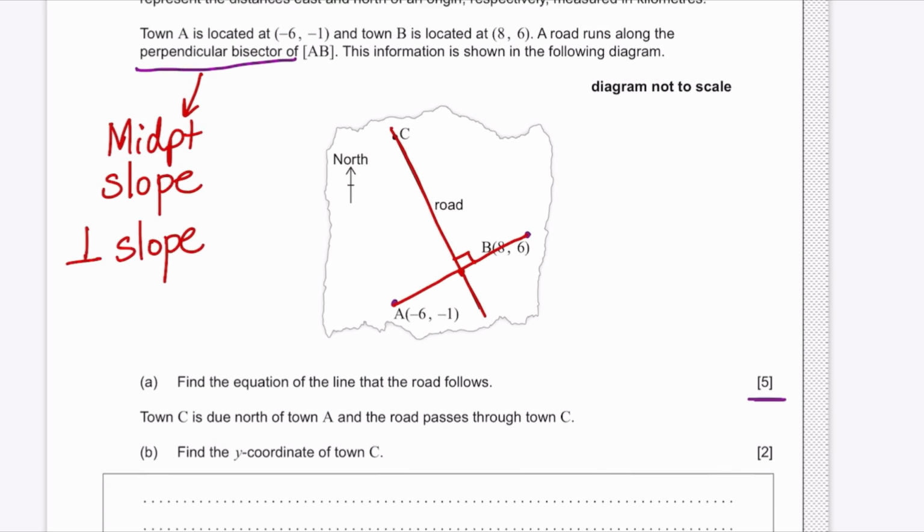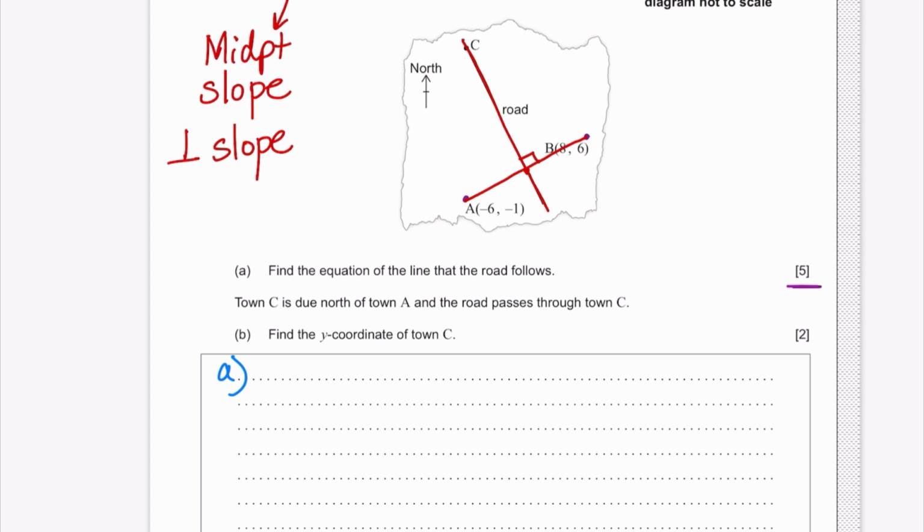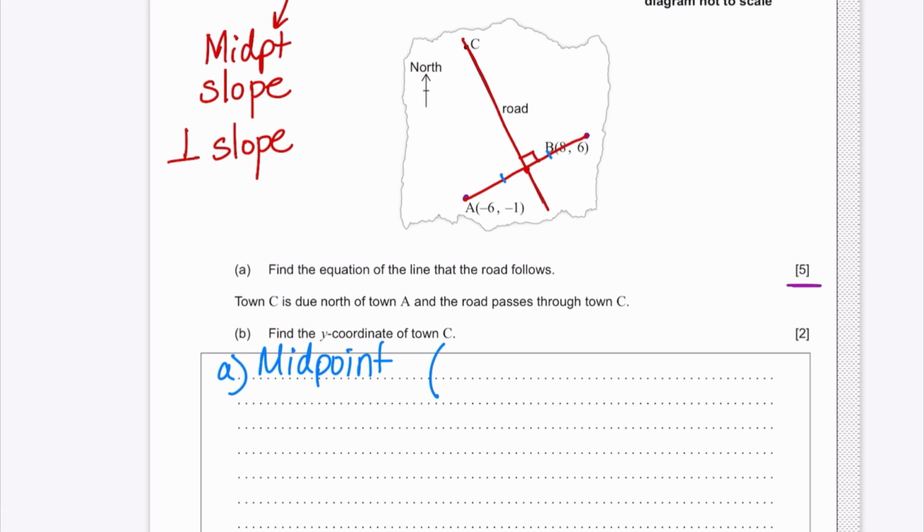So let's go ahead and start by finding the midpoint. It doesn't matter the order in which you do midpoint or slope. You could have done slope first, but I'm just going to start by finding the midpoint. Again, it is the perpendicular bisector, so the road has to go through the midpoint of that line segment. So to find the midpoint, I'm going to get the average of these x coordinates, -6 plus 8 divided by 2, comma -1 plus 6 divided by 2.